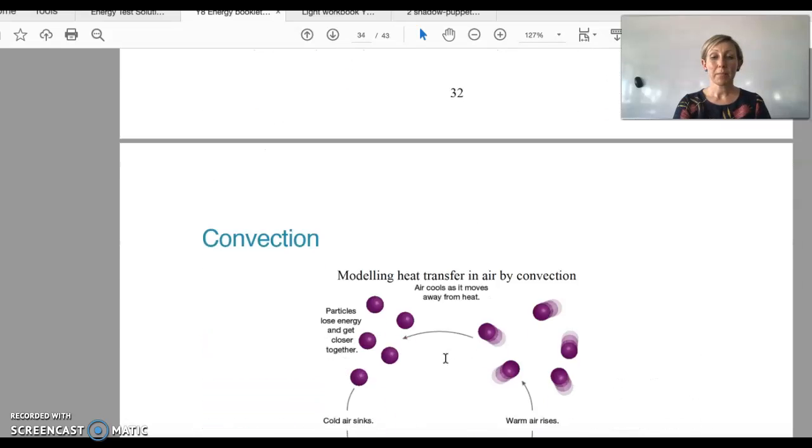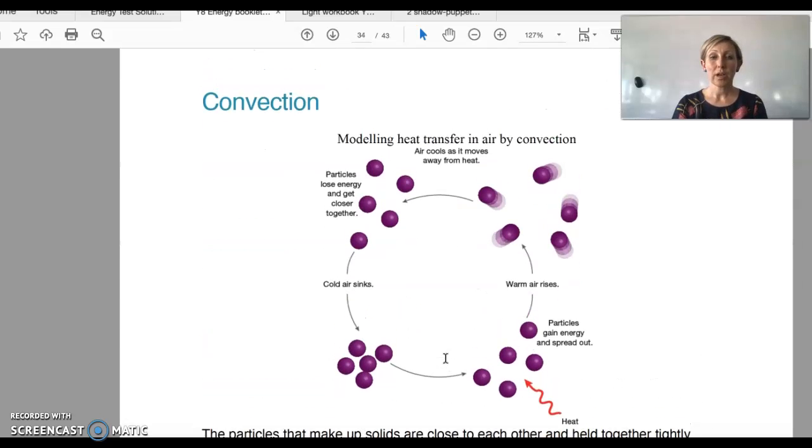The other two examples of heat transfer that you need to be able to describe are convection and radiation. Now, convection is based on the particles and how the particles are behaving. So when you add heat energy, as seen in this diagram down here, we know that solid particles are close together. You add energy and you can turn it into a liquid and the particles are further apart. You add more energy and the particles are even further apart and it turns into a gas.